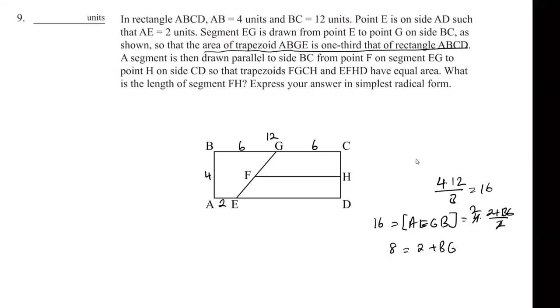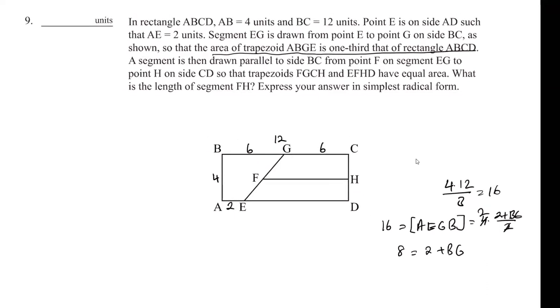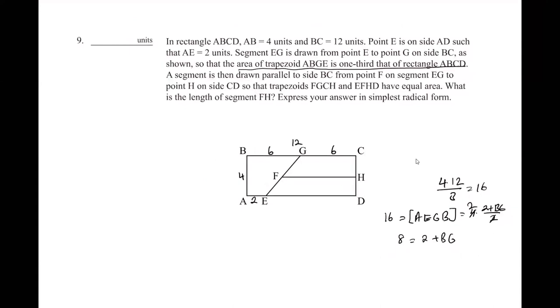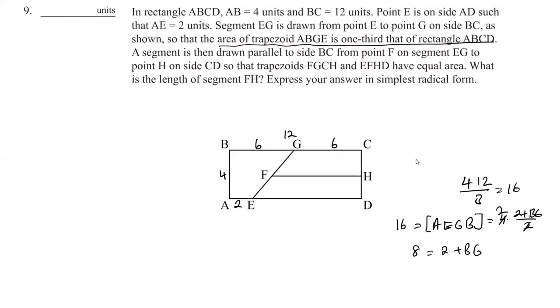And what else are we given? We are given that there is another segment, FH, that is parallel to BC or AD. And the areas of those two trapezoids are equal. So we are told GCHF and FHDE have equal areas. Okay, and we want to find FH. So the question is slightly challenging after this moment because there is nothing much going on that is given. We are given that the areas are equal, so we should use that somehow. But it doesn't look like we have too much information to use that.